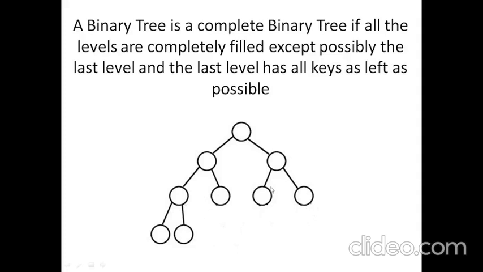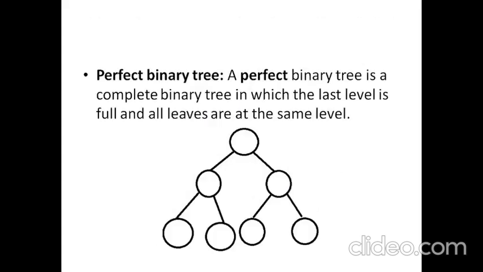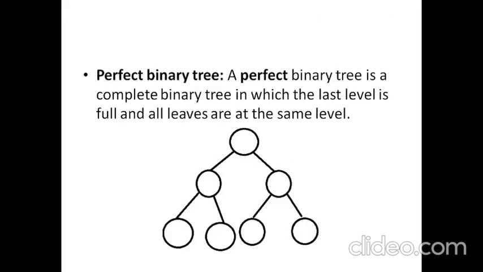All other levels are completely occupied by nodes. They have the maximum nodes possible. So this is still a complete binary tree, but as per the definition we have seen in this particular slide, it's not complete. One more point is that there is something called a perfect binary tree. A perfect binary tree is a complete binary tree in which the last level is full and all leaves are at the same level. This is the difference between complete binary tree and perfect binary tree.